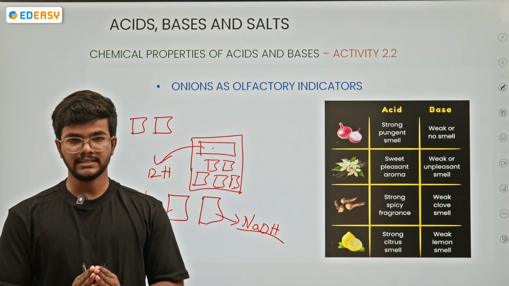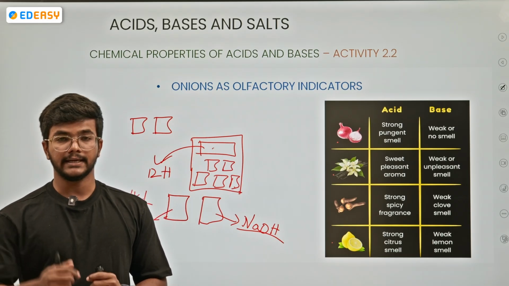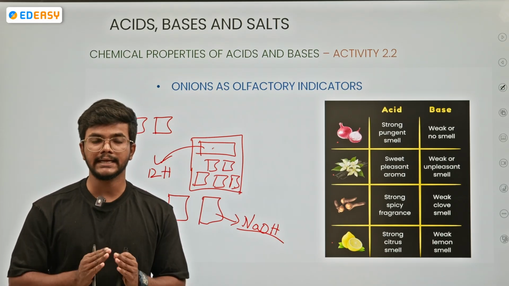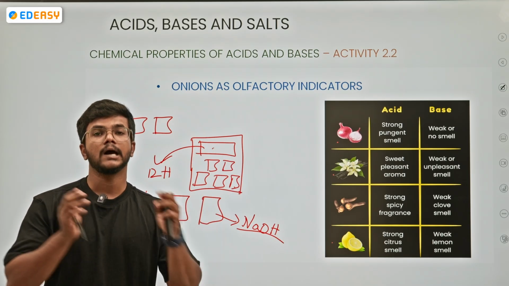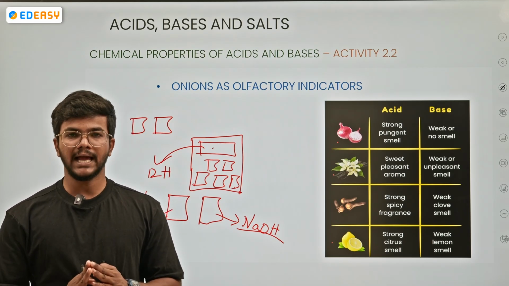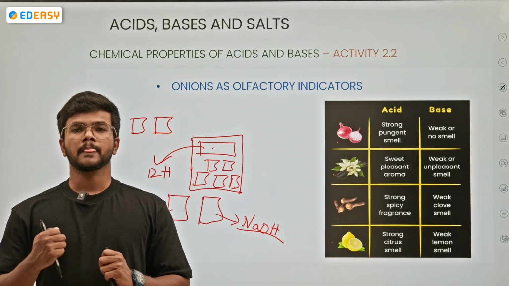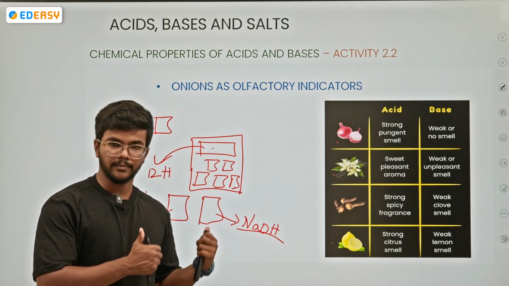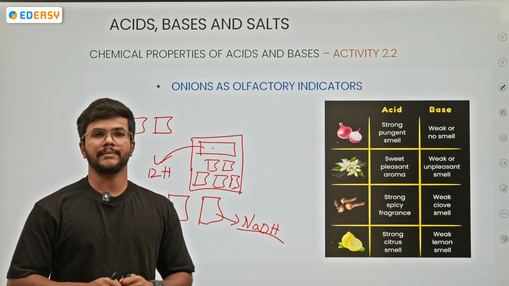Let me repeat once again: olfactory indicators are the indicators which on reacting with the acids or bases will change their smell. Hope you understand about the olfactory indicators. If there are any questions about this topic, you can ask in the comment section.